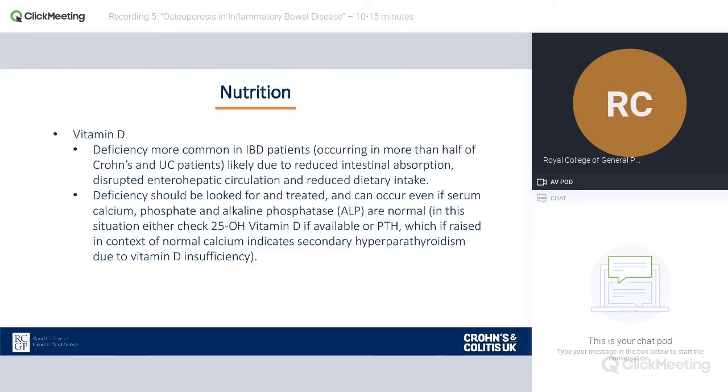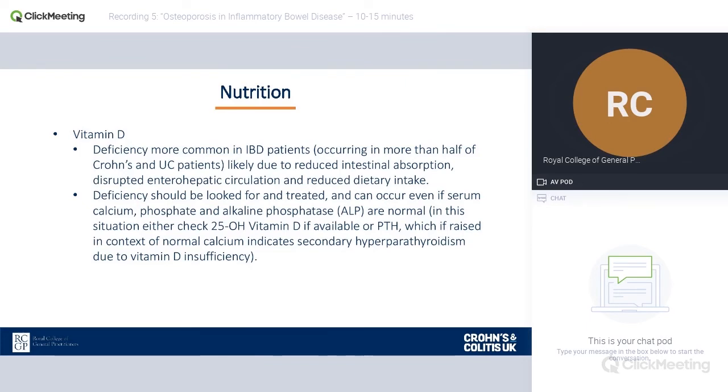Again, coming on to vitamin D, deficiency is much more common in inflammatory bowel disease patients. More than half of patients with Crohn's and colitis have a vitamin D deficiency, and this is multifactorial: reduced dietary intake, reduced intestinal absorption, but also disrupted enterohepatic circulation. We should be looking for that deficiency, and when we find it, we should be treating it. And I think it's important to remember that it can occur even with normal bone profiles.